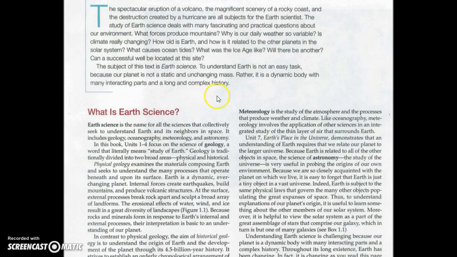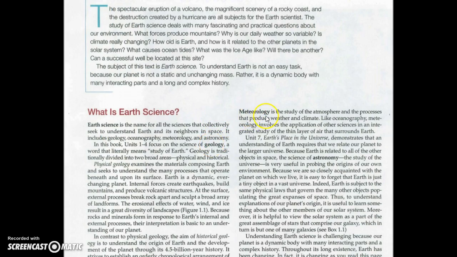And notice the layout of the text itself. We've got these headings here. What is earth science? Obviously, with the reading aspects, the more you practice it, the more you do it, the better you will be at it. Clearly bold-faced terms are going to be content-based terminology. It's the language that's going to be used.